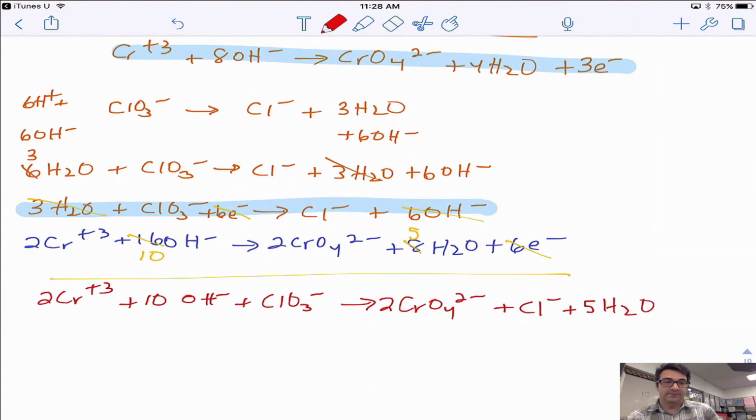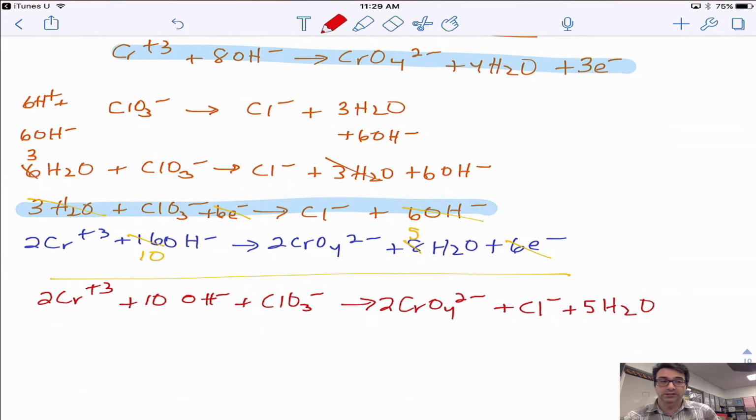So on the left we have 2 Crs, the right we have 2 Crs. Left we have 10 O's from the OH and 3, so 13. And on the right we have 8 and 5 is 13. On the left we have 10 H's, on the right we have 10 H's. On the left we have 1 Cl, on the right we have 1 Cl.